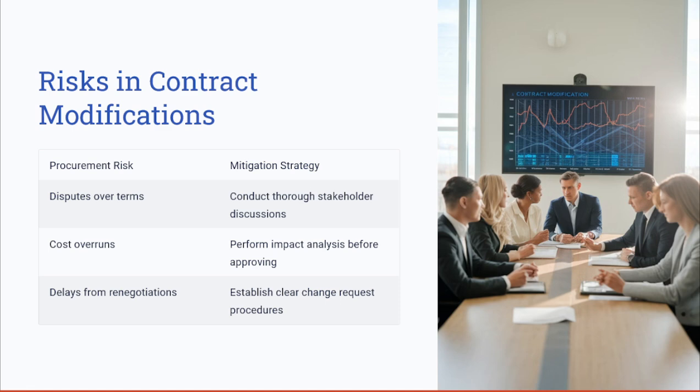And to mitigate such risks is by establishing clear change request procedures. We also have regulatory non-compliance. So how do we mitigate such regulatory non-compliance risks? It's by engaging the legal advisors in contract modifications. Finally, we have supplier resistance, where as a mitigation strategy, you need to align the changes with mutually beneficial terms.